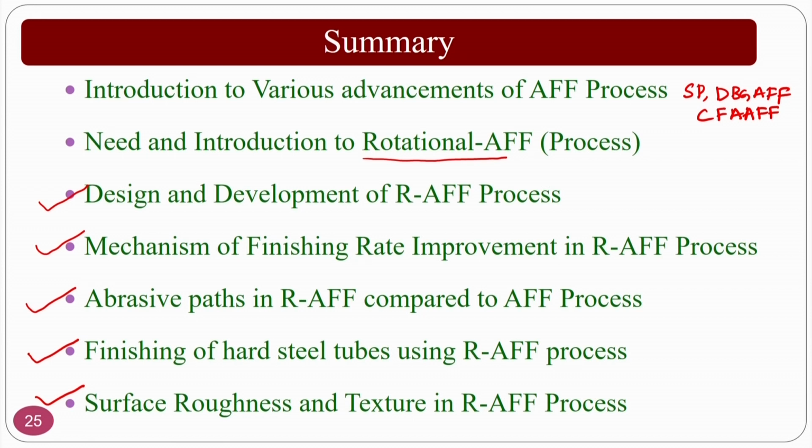At the same time, you can also improve the out of roundness. Okay. This is the beauty about rotational abrasive flow finishing process, and the advantages of rotational abrasive flow finishing process over the conventional abrasive flow finishing process is it will improve the out of roundness, it will improve the finishing rate, and finishing rate improvement means your production time will reduce. That means that time is money in manufacturing. That is the motive of going to rotational abrasive flow finishing process compared to the abrasive flow finishing process.